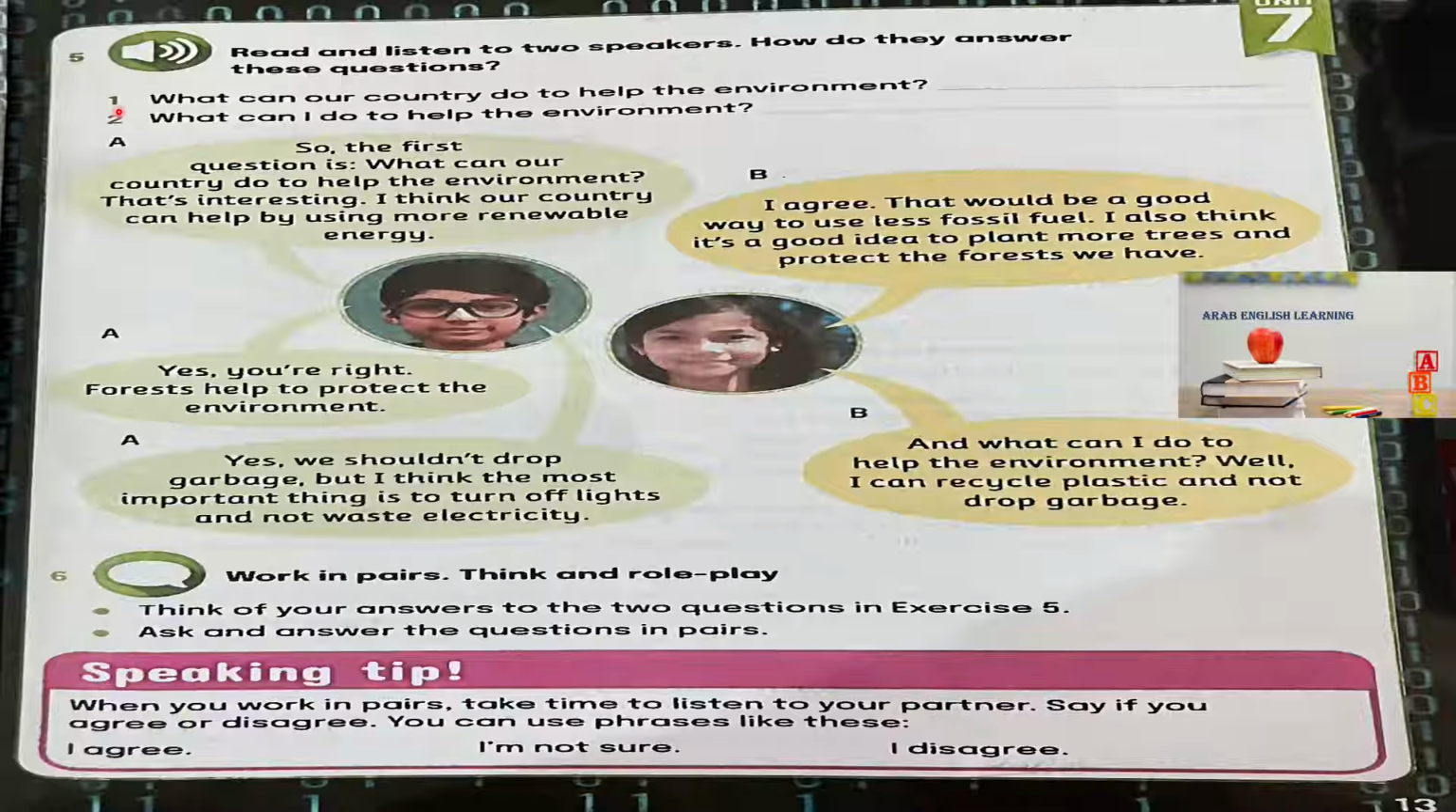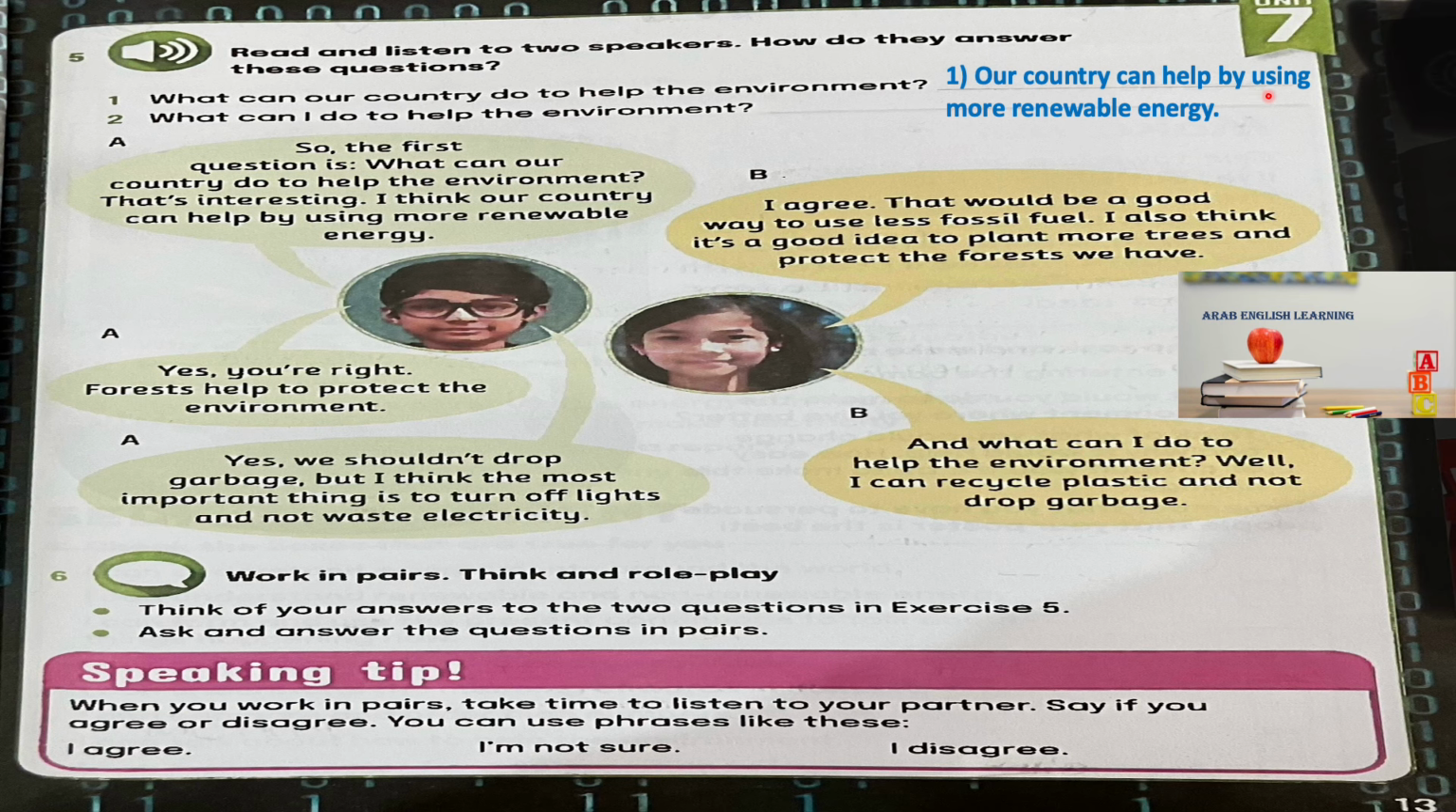Now let's answer exercise 1. What can our country do to help the environment? Our country can help by using more renewable energy. 2. What can I do to help the environment? I can recycle plastic and not drop garbage.